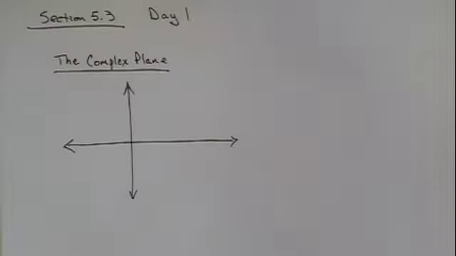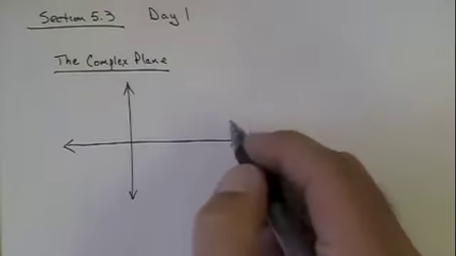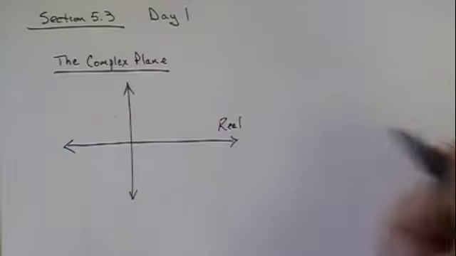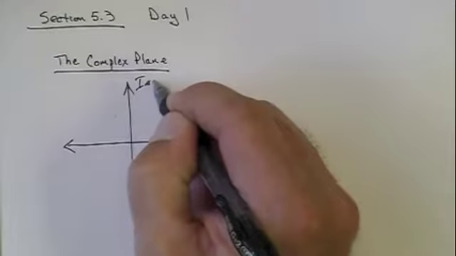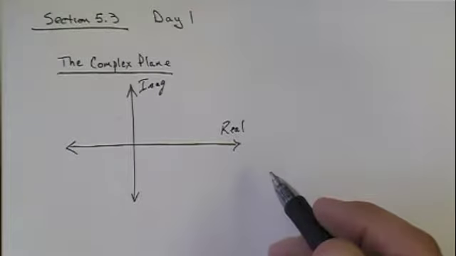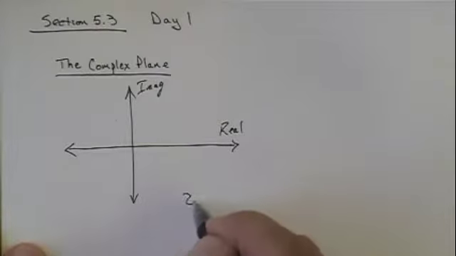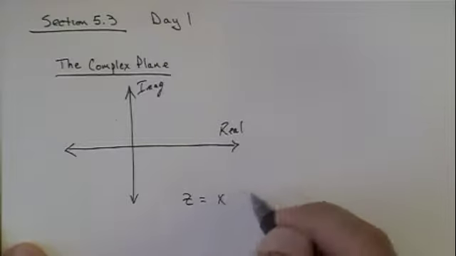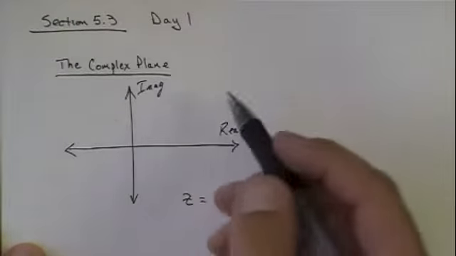In section 5.3, we're going to begin discussing the complex plane. Now with that, we're going to refer to the x-axis as our real axis, and then the y-axis, this is where our imaginary numbers are going to fit in. So if we have a complex number z that's written as x plus yi, so x is our real value and then y is the imaginary.